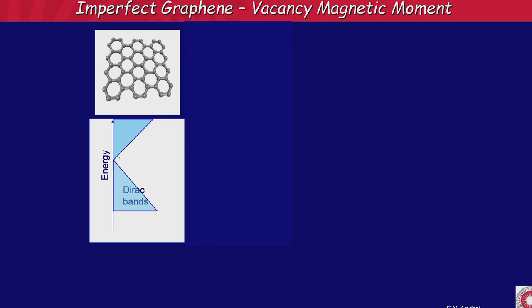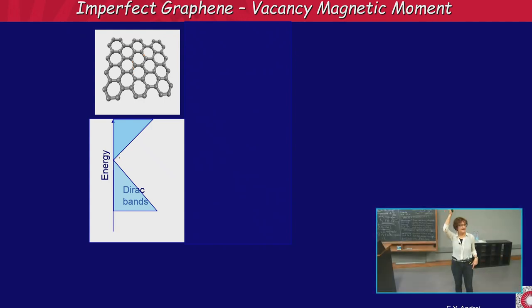What happens? You pluck out one carbon atom, you've taken away four electrons, right? You've taken three sigma electrons that bind to the neighbors and one pi electron in the pi orbital, okay?